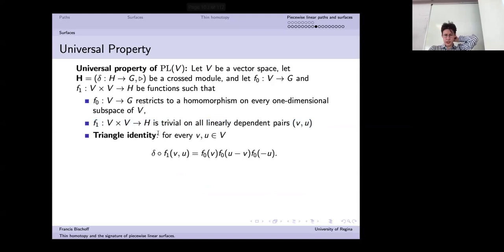Then the next condition is what I'm calling a triangle identity. It's saying that if you take F1 of V, U, so you get this triangle, and you take its boundary, it should be the corresponding boundary element that you get from F0.